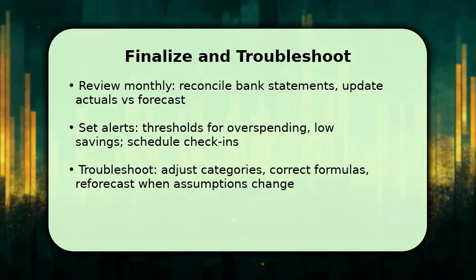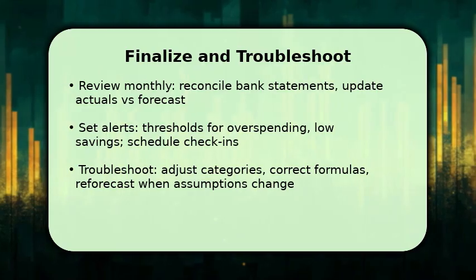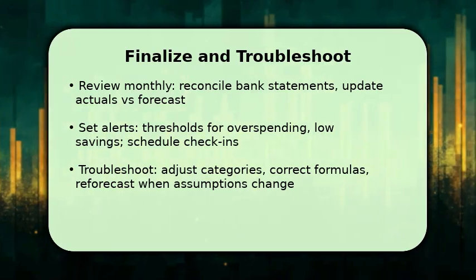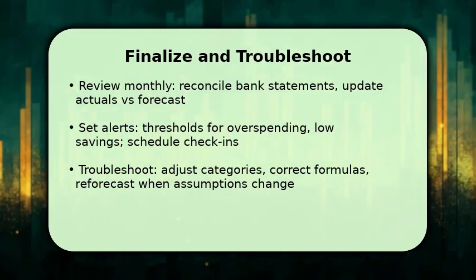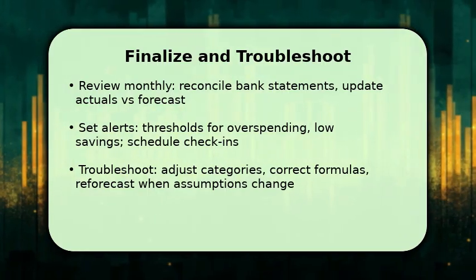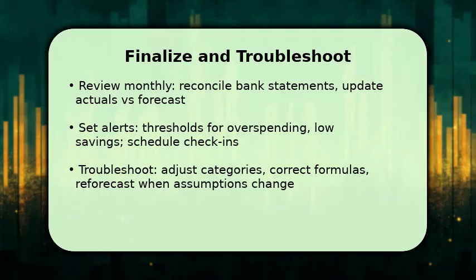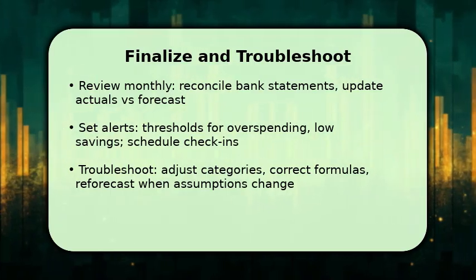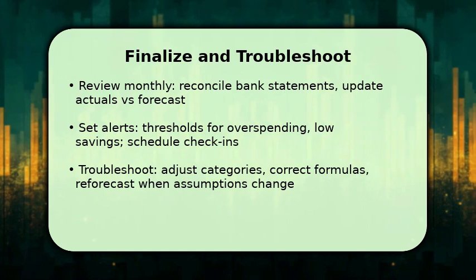If numbers drift, adjust categories or correct formulas immediately, then reforecast consequences. If the chart fails to reflect your life, simplify a column or remove noise. This keeps the tool usable. One key troubleshooting tip: if totals mismatch, recheck range references and hidden rows first.